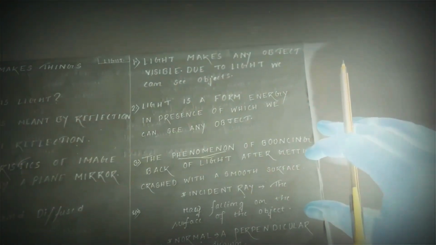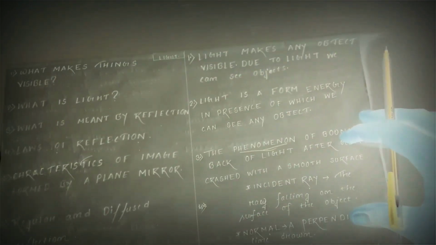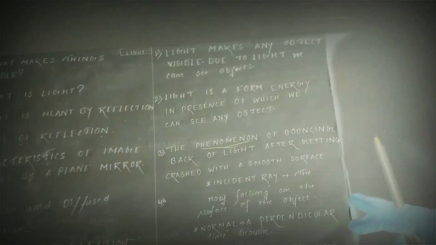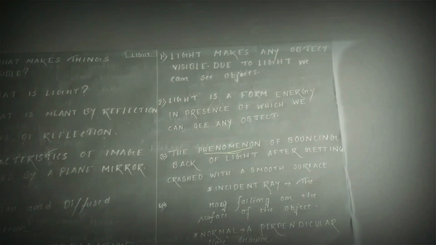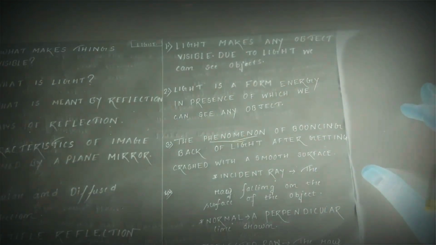So the answer to the first question, what makes things visible? The direct answer for this question is light makes any objects visible. Due to light, we can see objects. Now, light is a universal energy that helps us to see objects or gives us the sensation of seeing. Just like we have studied that sound produces in us the sensation of hearing, just like that light produces in us the sensation of seeing.